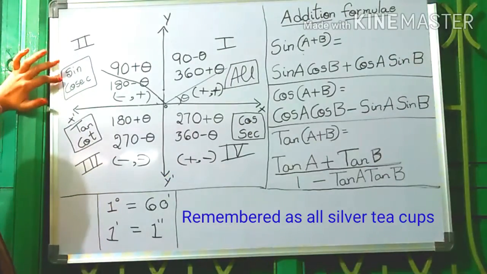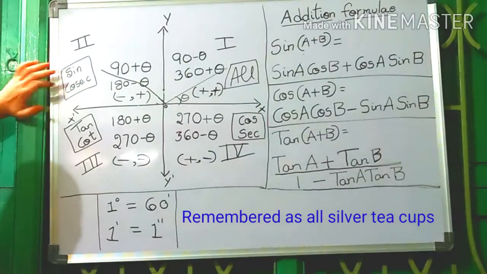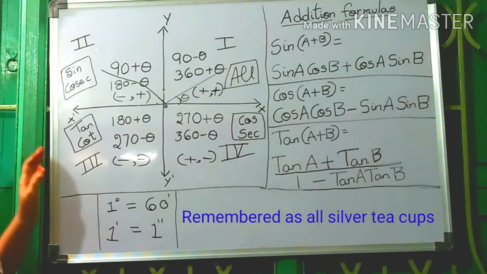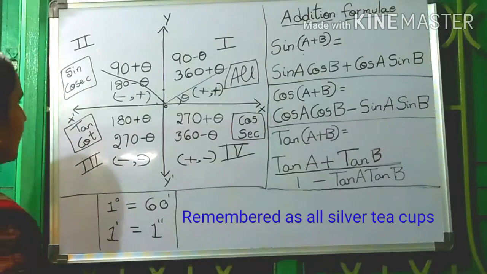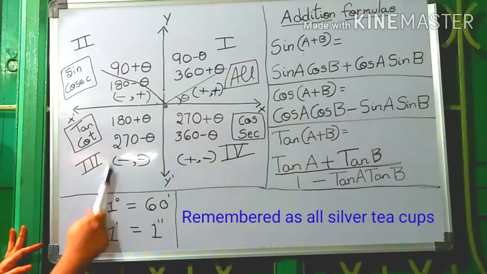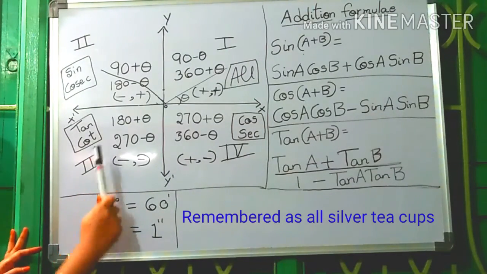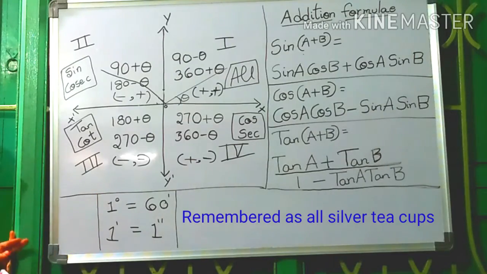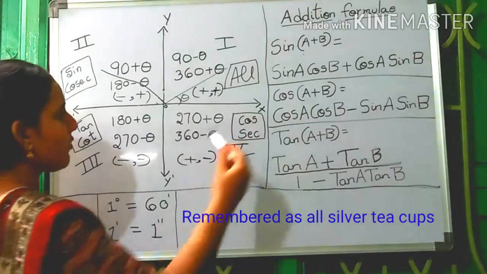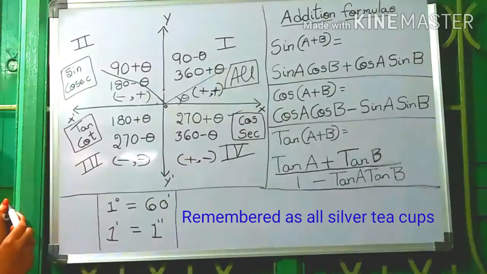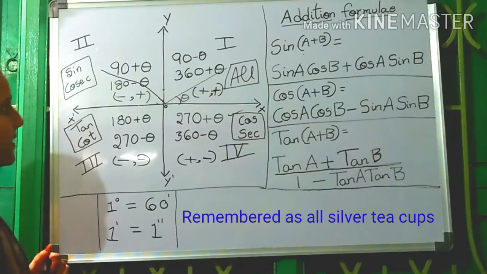In second quadrant, only sine function and cosecant functions are positive, whereas all others are negative. Similarly, in third quadrant, tan function and cot function are positive, whereas others are negative. And in fourth quadrant, cos function and secant function are positive and others are negative.